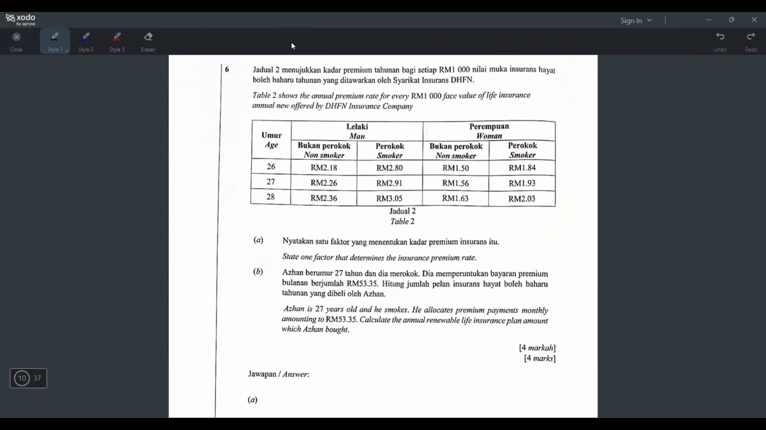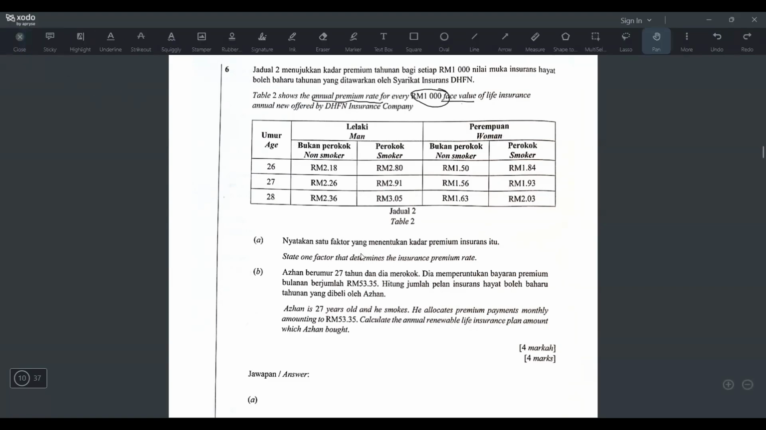Okay, let's keep going. Now we will do question number 6. All right, this is an insurance question. Okay, let's read the question first. Table 2 shows the annual premium rate for every RM 1000 face value of life insurance annual new offered by DHFN Insurance Company. So when we do life insurance questions, they will always give us a table, and this table will tell us the life insurance rate.